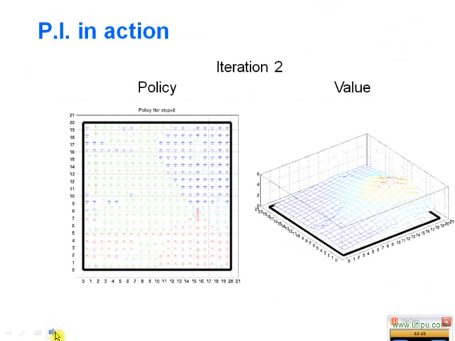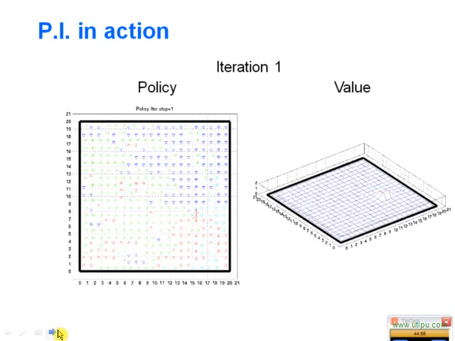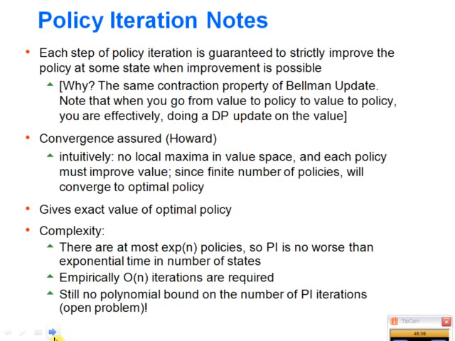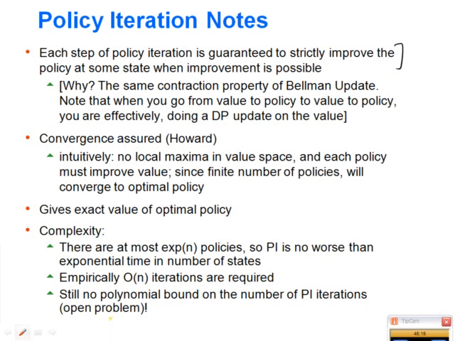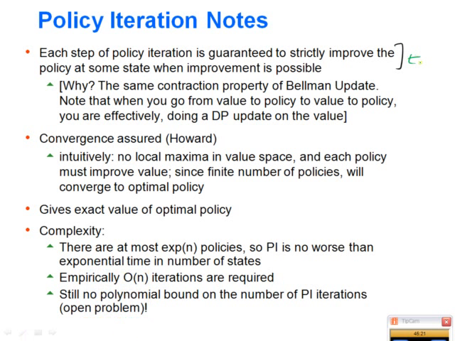There's some pictures here. I'm not going to show much, but this is some kind of a visualization of what is happening in the policy space as well as how the value is changing. Remember, value is a vector function, really. So that's the only way you can show it. Anyway, so that's some notes on policy iteration. Each step of policy iteration is guaranteed to strictly improve the policy, and that's because of the Bellman update contraction property.